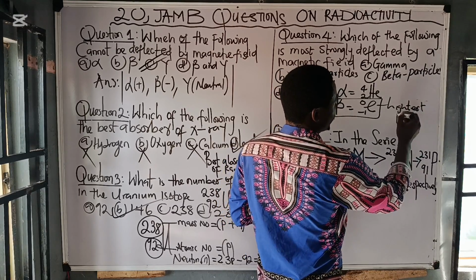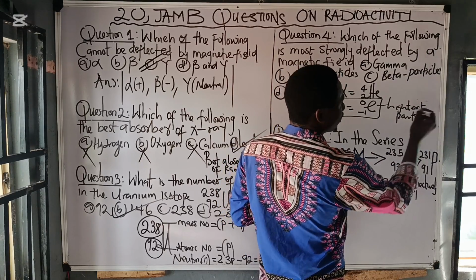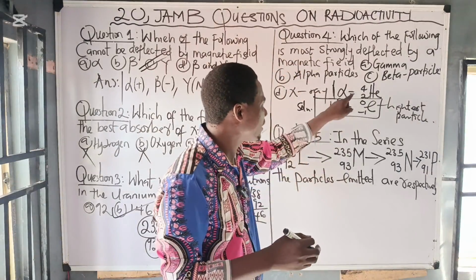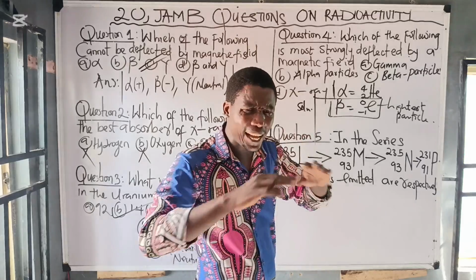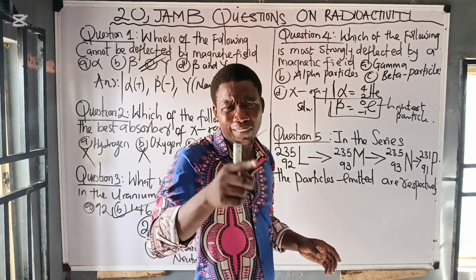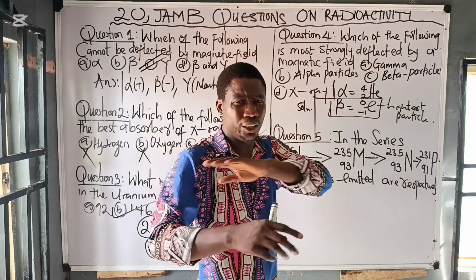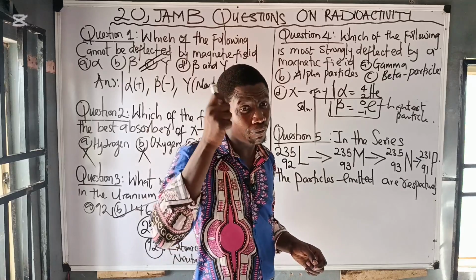Lightest particle. Yes, it's the lightest particle here. It's lighter than this one. Even when you compare alpha, beta, and gamma, beta is the lightest among them. So for that reason, it will be more strongly deflected. Take note of that because it's very light.